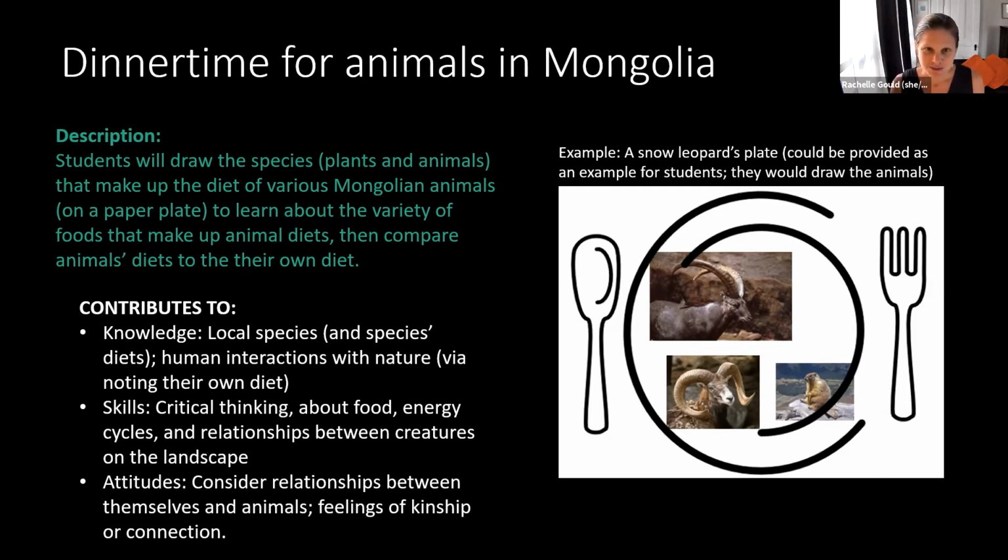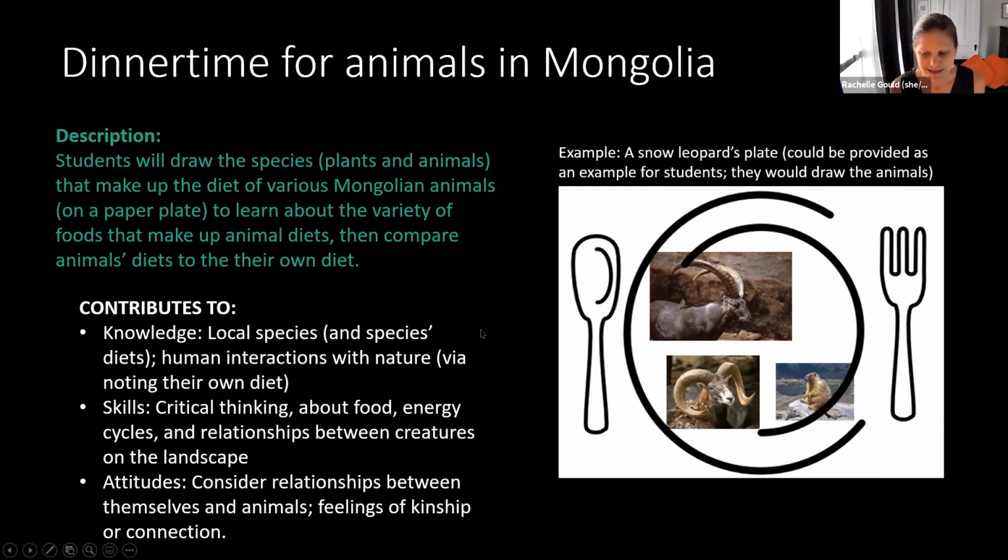And then the attitudes piece, I really like this one, that considering the relationships between themselves and animals and feelings of kinship or connection. So this idea of, oh, we're all eating. I'm just like an animal in terms of I have a plate too, and it's composed of these different things and they come from different places. And so I think there's a subtle sense of shared experience that could be really powerful here.